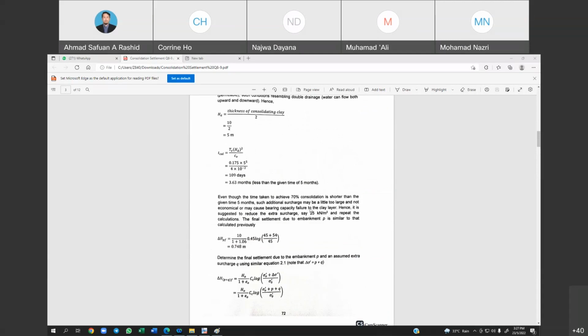So kemungkinan in terms of masa kita dapat jimatkan masa. However, we need to look at the development of pore water pressure. Dr. Kamil doesn't discuss the pore water pressure development. Okay, so the development of pore water pressure could only be determined if we do the monitoring.